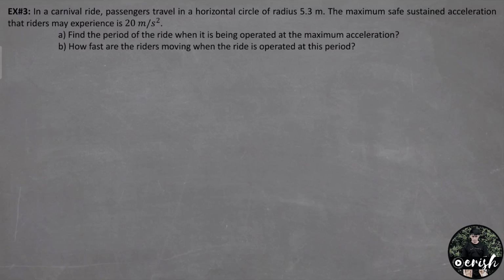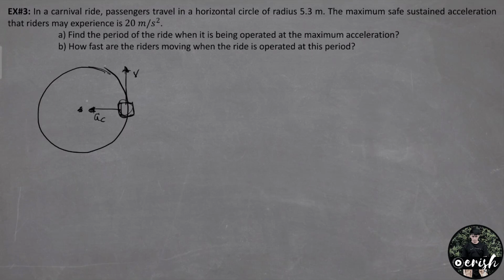In this problem, we will assume that the ride is in uniform circular motion. Say for example, top view, this is our circular motion. This is the ride, where the passengers sit, and this is their centripetal acceleration. This is the velocity, and this is the radius of the circular motion. The first thing we are asked to find is the period or the T. We are asked to find the period or the T of the ride when it is being operated at the maximum acceleration. And again, we can use the main formula for the velocity, the distance over time.